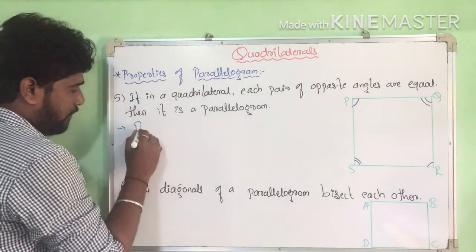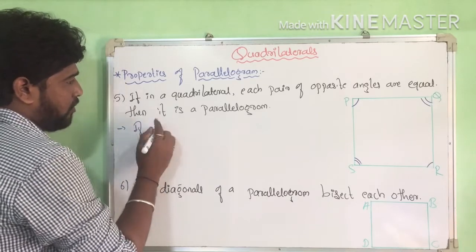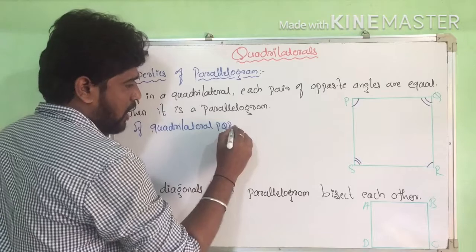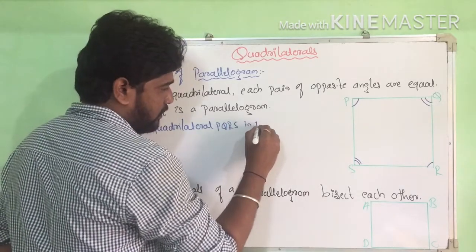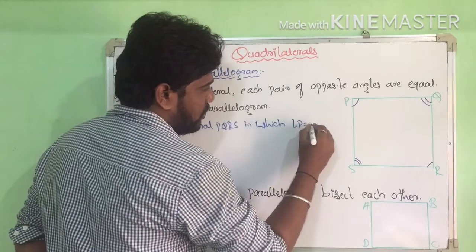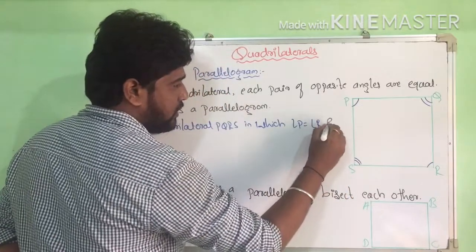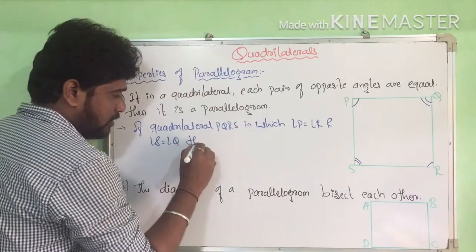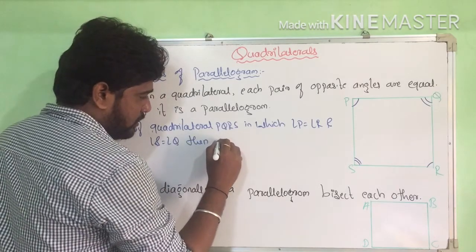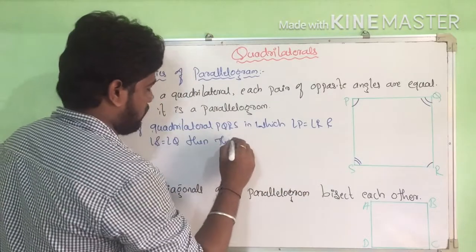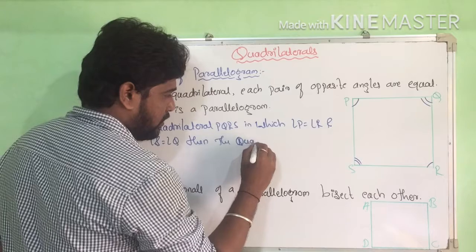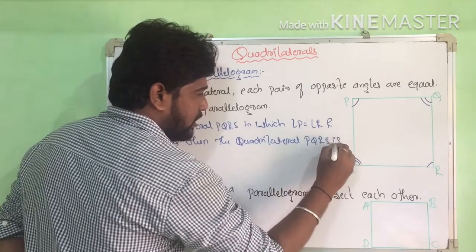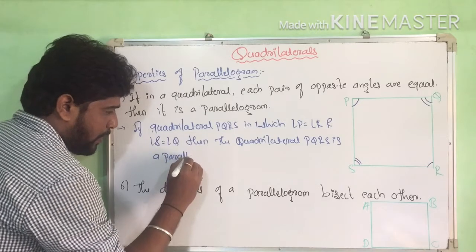See here, write down: if quadrilateral PQRS in which angle P is equal to angle R, opposite angles are equal, and angle S is equal to angle Q, these two are the opposite equal angles, then the quadrilateral PQRS is a parallelogram.